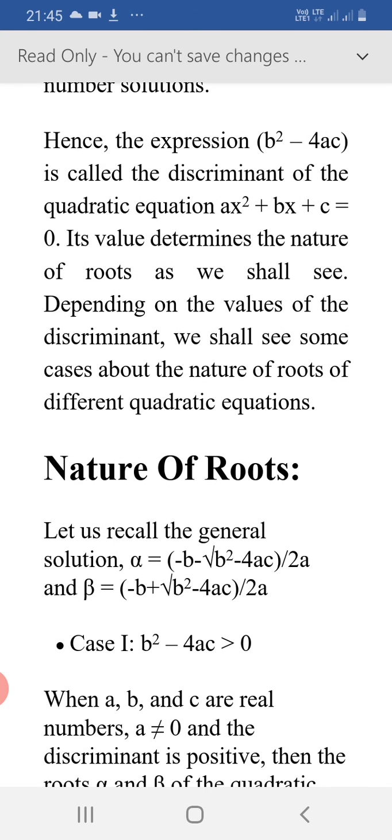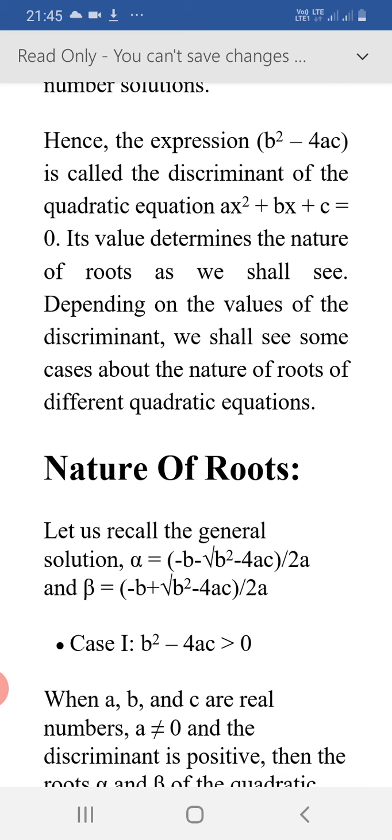Let us recall the general solution: alpha is equal to minus b minus under root b square minus 4ac upon 2a, and beta is equal to minus b plus under root b square minus 4ac upon 2a. So this is the solution of the quadratic equation ax square plus bx plus c is equal to 0.